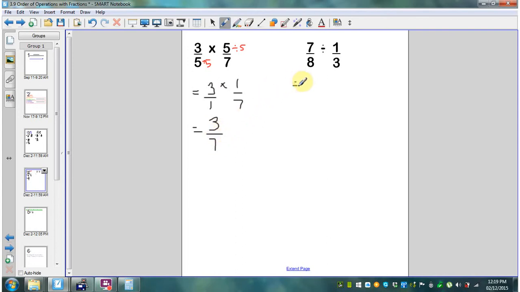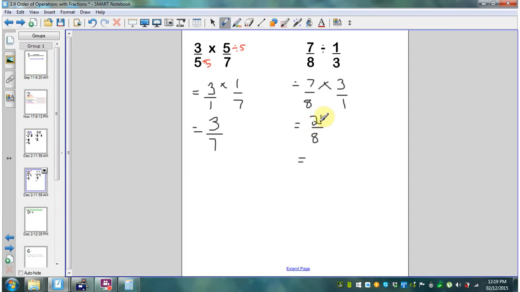Okay, division is very similar. But first, we've got to remember keep, change, flip. Keep the first one, 7 over 8. We change the division to multiplication. We flip this one, so this becomes 3 over 1. I don't think there's anything to simplify there, so I go top times top. 7 times 3 is 21. And bottom times bottom, 1 over 8.